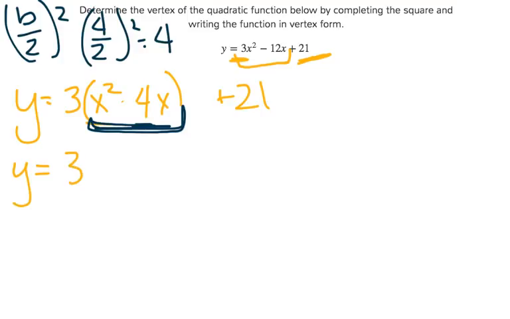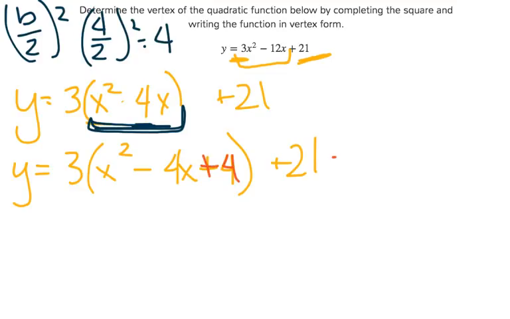So that gives us y equals 3 times x squared minus 4x plus 4 plus 21. Now here's the thing, we can't just randomly add that 4 and leave it the way it is, because then we've changed the equation. Since we added it, we have to subtract it later on over here as well. We're going to have to subtract it, but we're not just subtracting 4 because this is really 3 times 4, which is 12.